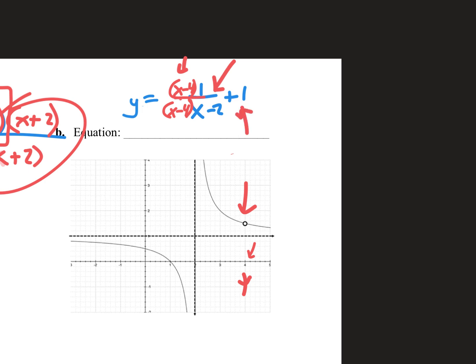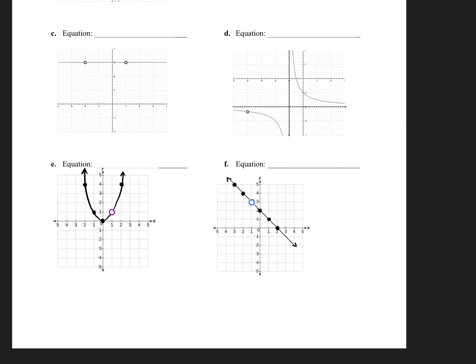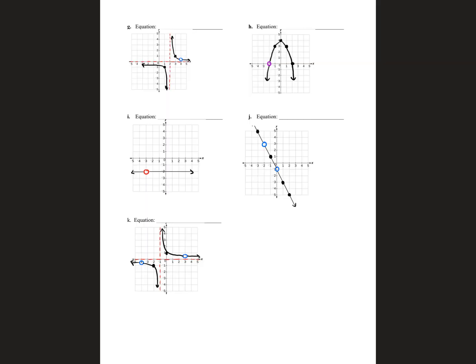That's this. Okay. This is a parabola, y equals x squared. But it's got a hole. So remember, don't do the hole until the end. All right. On to this page. It's even more of the same thing.